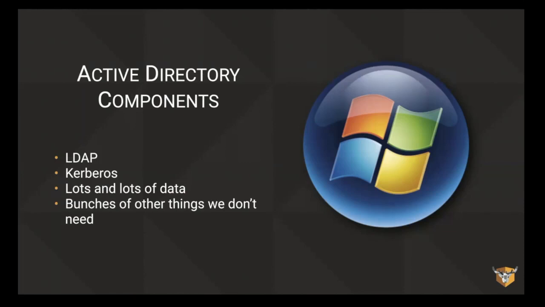Active Directory maintains a database of millions and millions of things in even a small organization. And for the most part, the Mac doesn't really care about a lot of that stuff. So there's a lot of overhead involved in looking up a lot of those things when you don't necessarily need them. So that's the bunches of other things we don't need once we get the password and some of the user information together. All right.